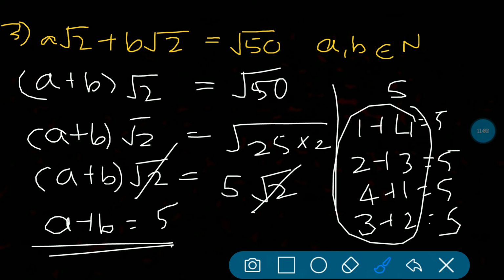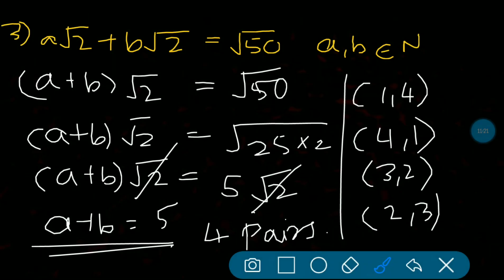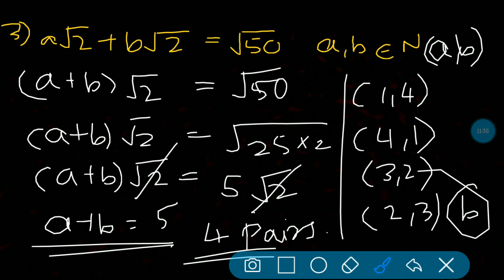Now these are the pairs, right? When these two numbers are added, then only we are able to get 5. So how many pairs are there here? 4. So there are totally 4 pairs. Understood? So these are all the pairs. You have to write it like this, so that a comma b, we are supposed to write it in this way, right? So that is why I have written it this way. And there are 4 pairs totally. The option is B. 4 pairs are possible.